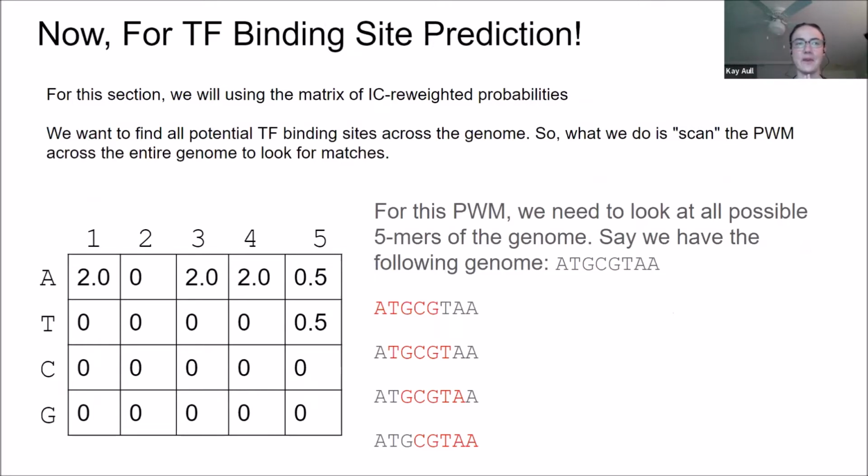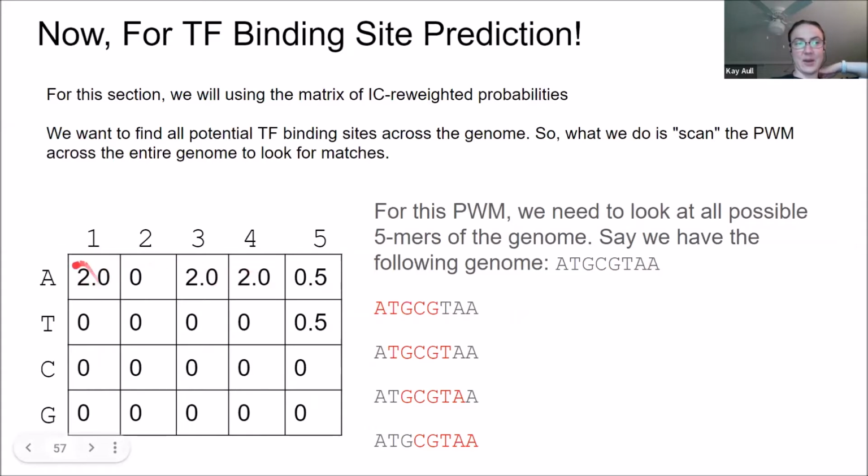We're going to use this position weight matrix, and we are going to scan this thing across the entire genome to look for matches. But we're doing this by hand, so we have our little toy genome over here, and say, okay, how well does this first 5-mer match? Okay, that matches. That I don't care. Oh, that doesn't match. And so you can get your score.